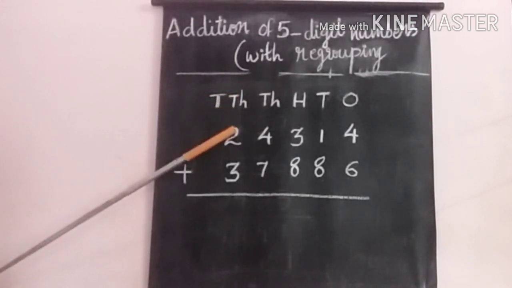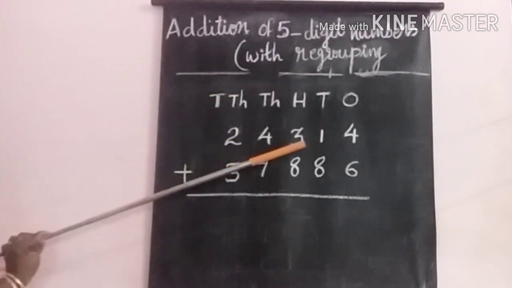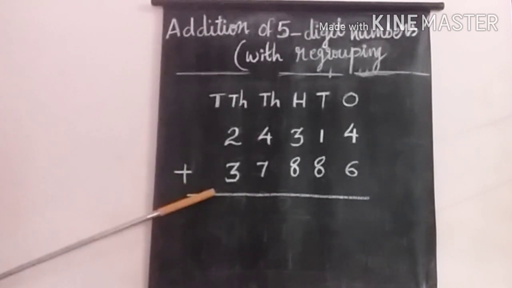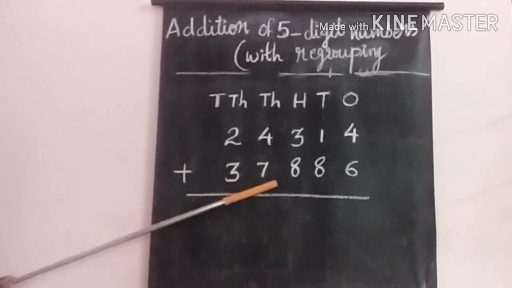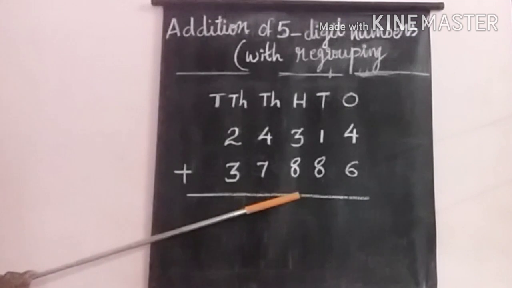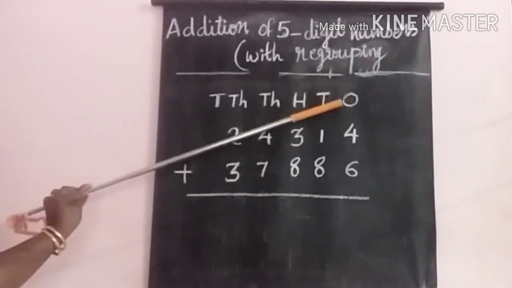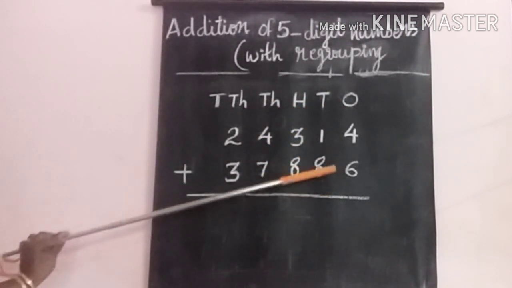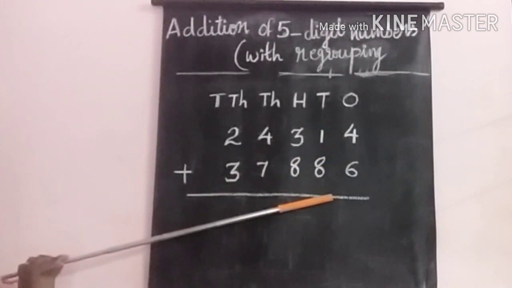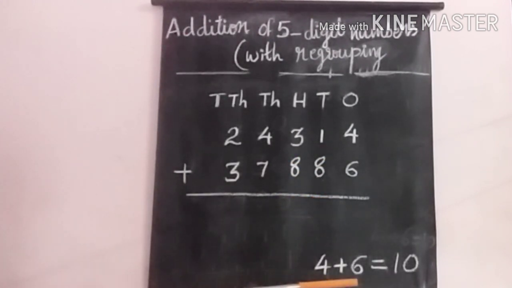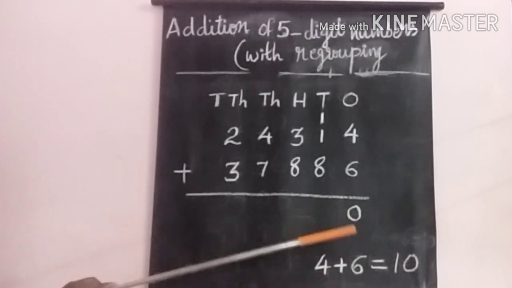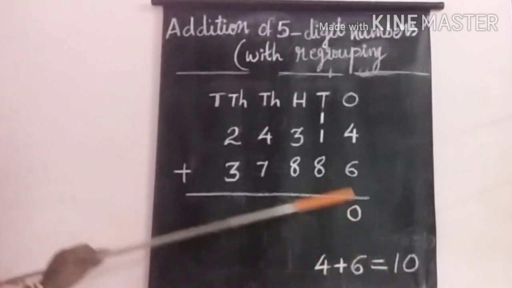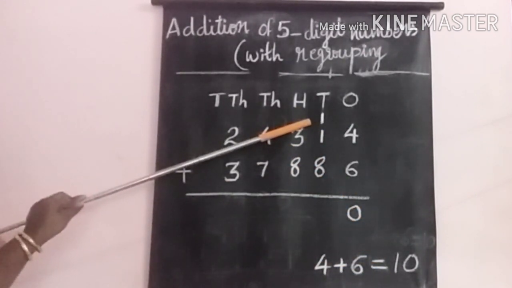So, add 24,314 plus 37,886. So, first add ones place digits. Which are they? 4 plus 6. 4 plus 6 equal to 10. So you can write 0 in ones place and 1 as carry over to tens place.